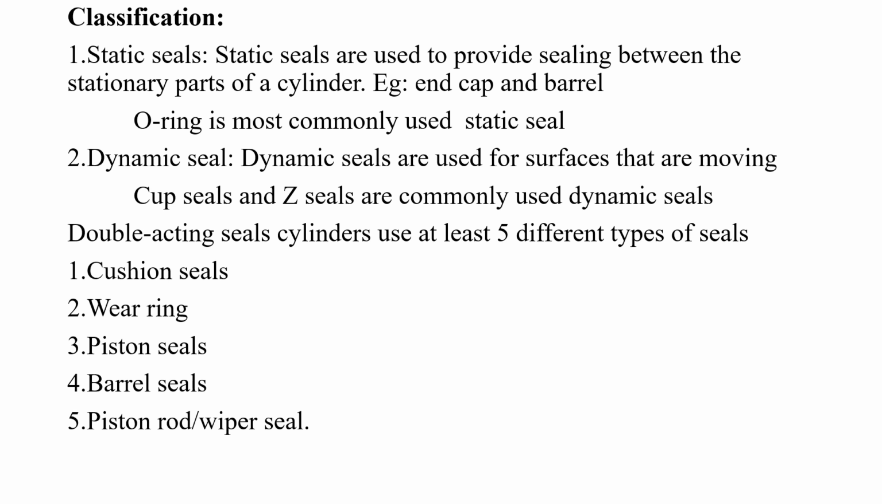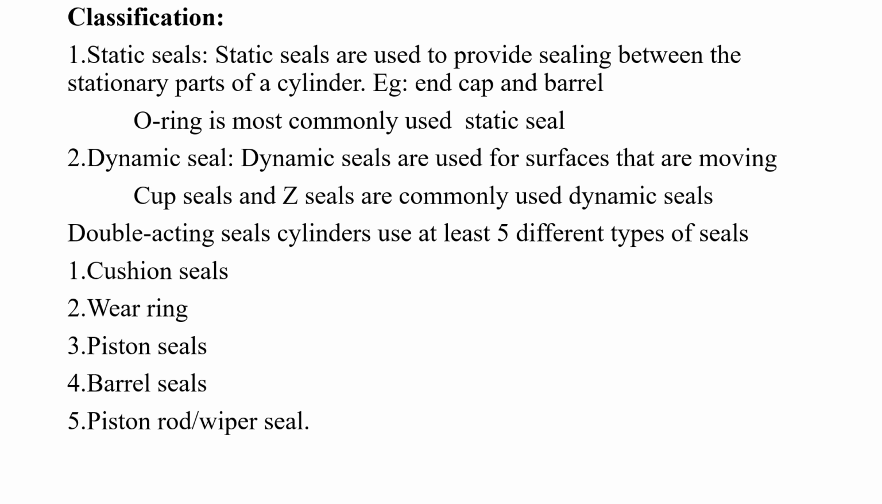Then the classification of seals. Here, in classification, we have different types with respect to the application. One is the static seal and the other is the dynamic seal. Static seals are used to provide sealing between the stationary parts of the cylinder, for example the end cap or barrel and the cylinder, right? Where we use seals in a static condition, there are no moving components in between. And here the O-ring is most commonly used as a static seal. These are used only to avoid or stop leakage.